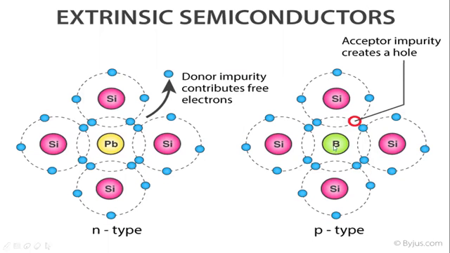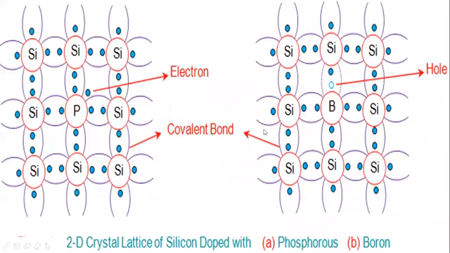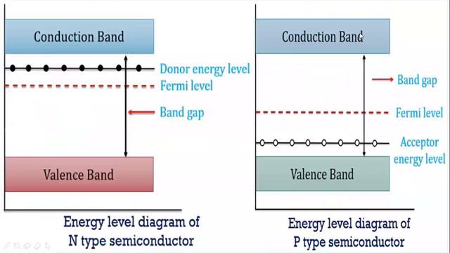Similarly, if you add a boron atom, boron creates a hole in the covalent bond, and a hole can accept an electron. Therefore, it is called an acceptor impurity. It creates a hole. So this is a p-type semiconductor. Now, here you can see a 2D crystal lattice of silicon doped with phosphorus and boron.